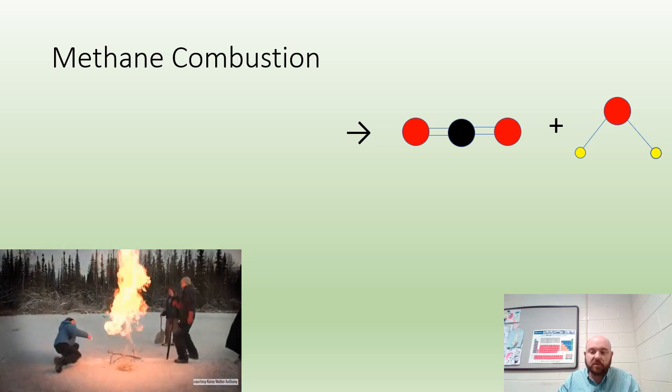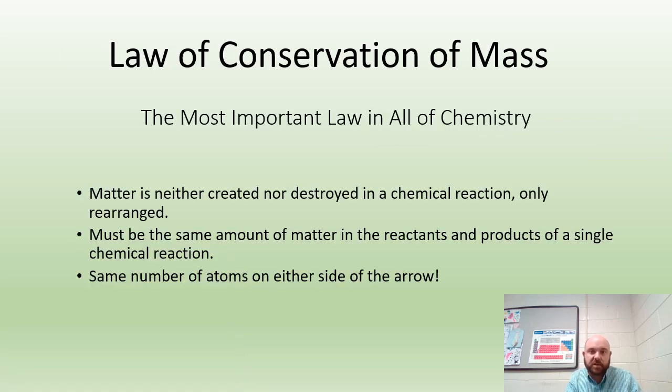That really seriously violates the law of conservation of mass, which may be the most important law of matter in all of chemistry. It says that matter is neither created nor destroyed in a chemical reaction, only rearranged. So that disappearance of the hydrogen and that changing of one of the hydrogens to the oxygen is a complete violation of the law of conservation of mass, and so it can't happen. We must have the same number of atoms on the reactant side that we have on the product side.